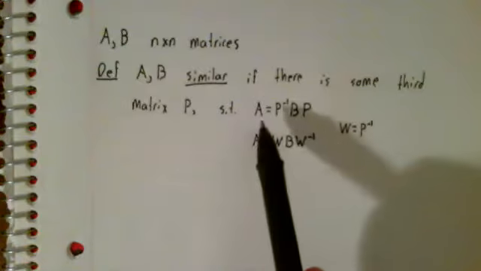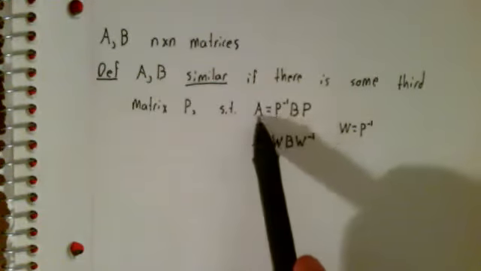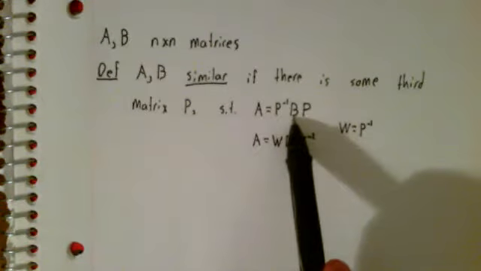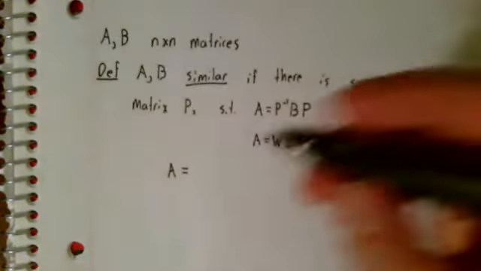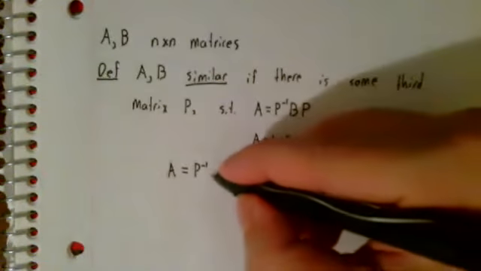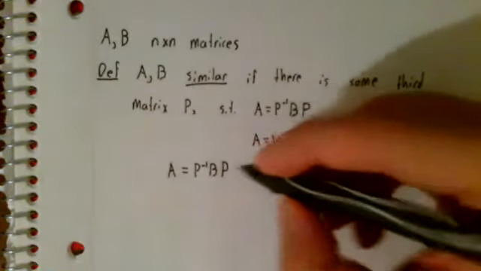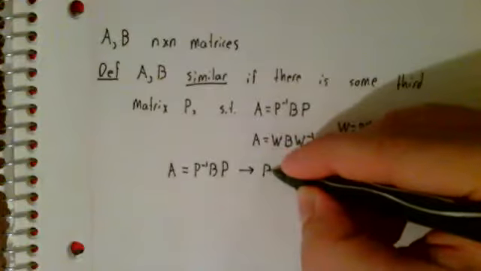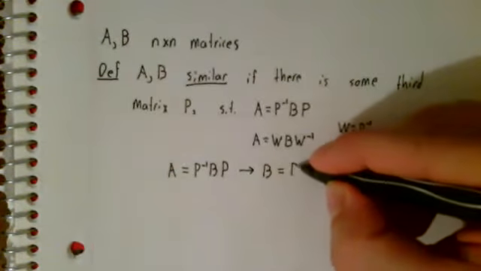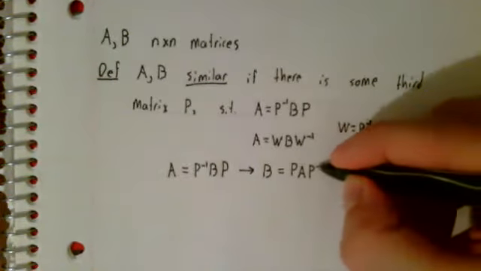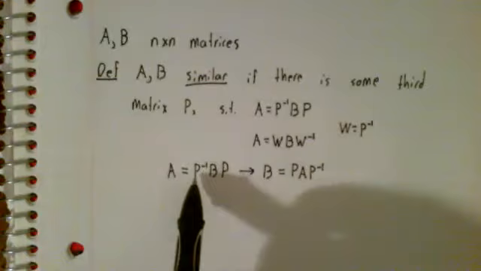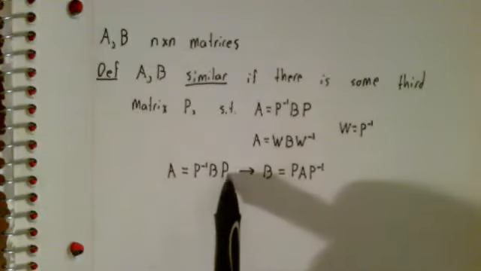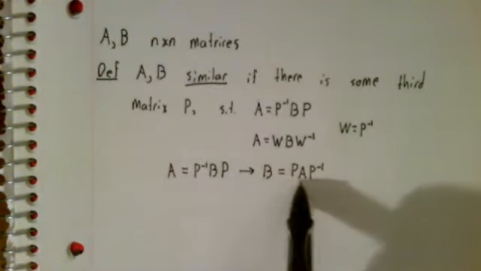Second, it may look like A and B are playing fundamentally different roles in this definition, but that's not true. If A equals P inverse times B times P, then B equals P times A times P inverse. Multiply both sides of this equation on the left by P to cancel this, and on the right by P inverse to cancel this, and we're left with that.